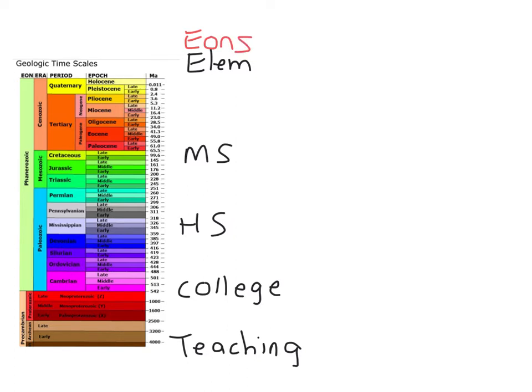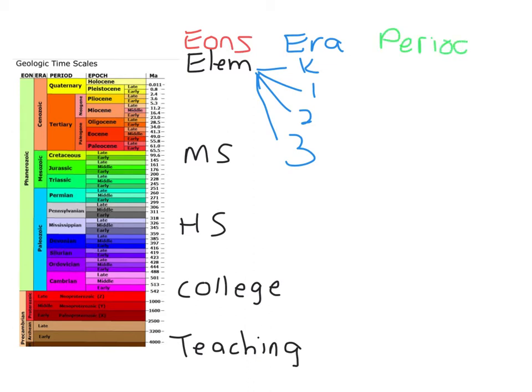From there, I would need to come up with my eras, which is going to be my next breakdown. So my eras might break down to my grade levels. So kindergarten, first, second, third. Now from there, I would do that for each one of the following. Okay, from there I would then go into my periods, where I'm continuing to get more specific.